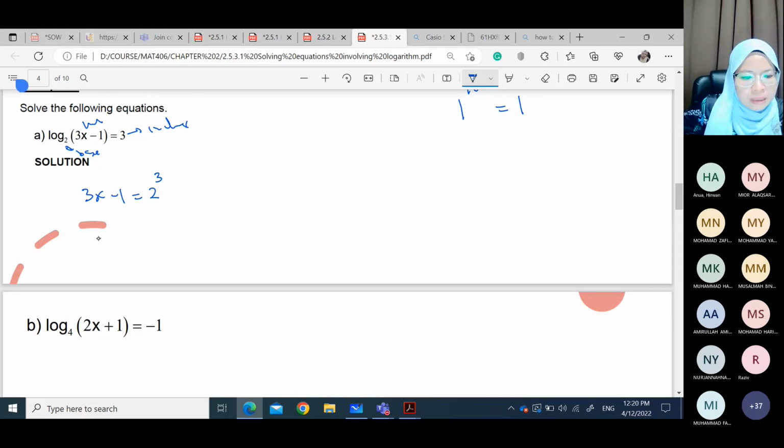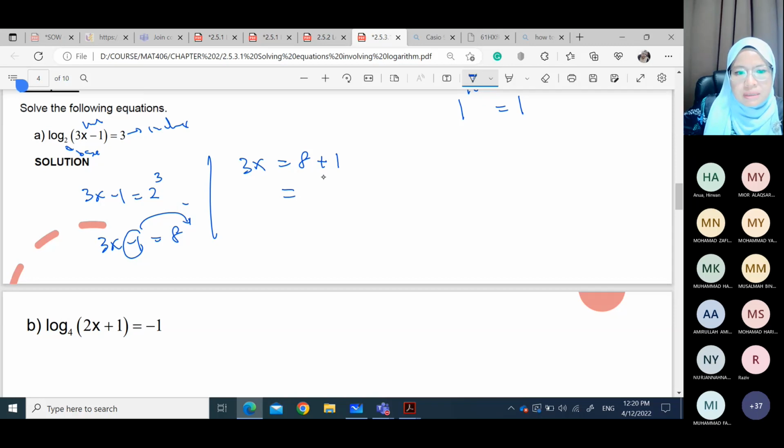So kita boleh selesaikan. 3x minus 1 equal to 2 power of 3 is 8. Yang 1 ni kita bawa ke sebelah dan dia akan jadi minus, jadi plus 1. So kat sebelah kanan kita ada 9. Okay, so x 3 kita bawa ke sebelah dan dia akan jadi bahagi. Bila 3 darab sebelah kiri, sebelah kanan you nak move, dia akan jadi bahagi. So nilai x dekat sini adalah 3.